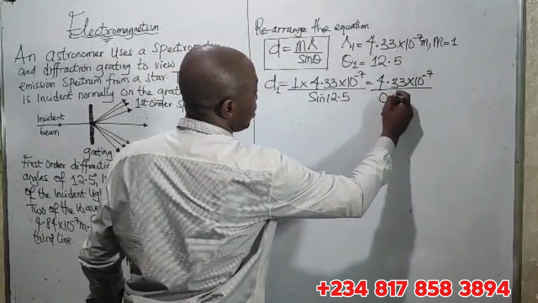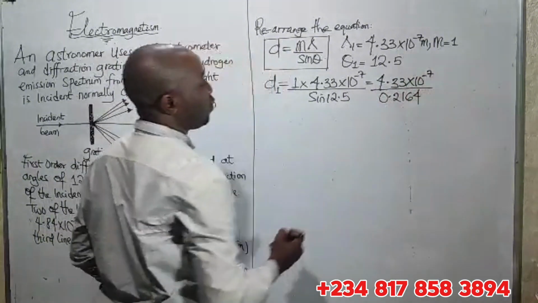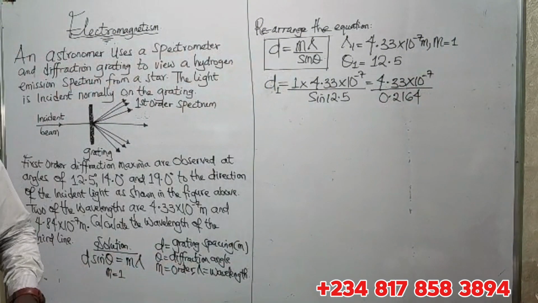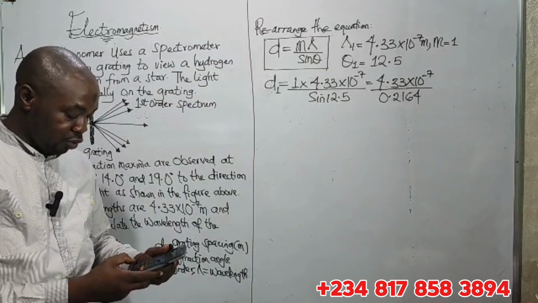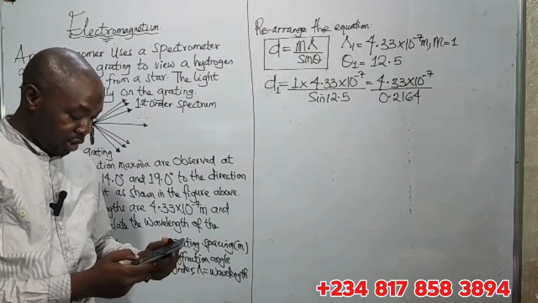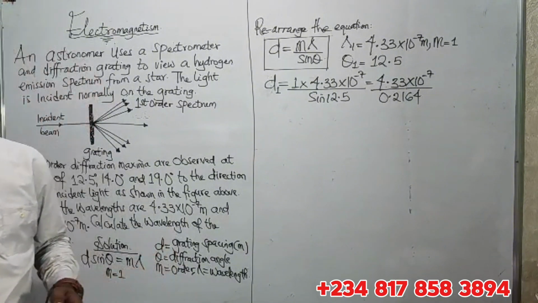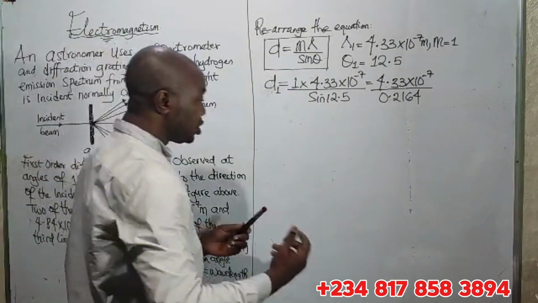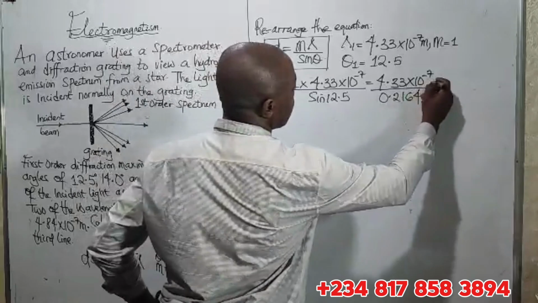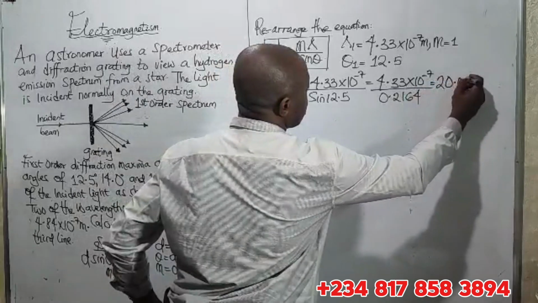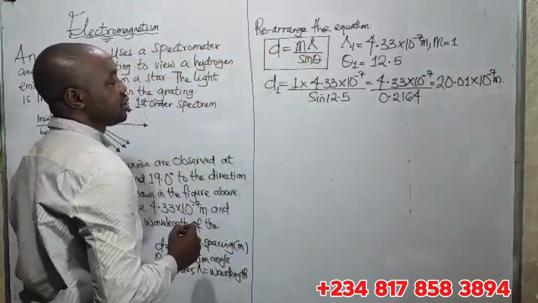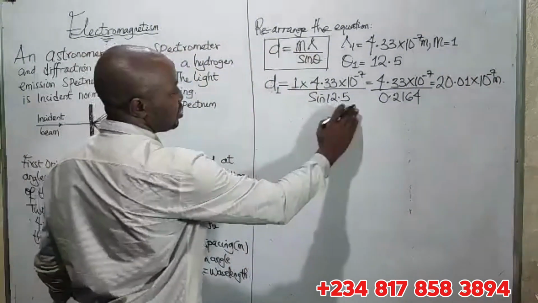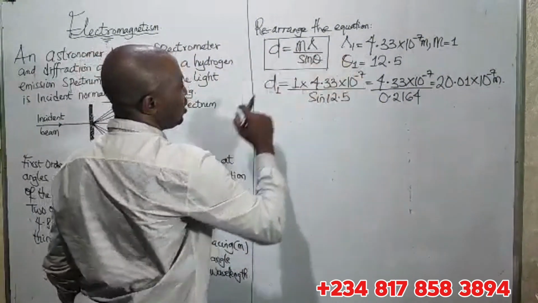Then we have 0.2164. So let's get the value for when we divide 4.33 by 0.2164. Okay, that would be 20.009, and that will be 20.01 multiplied by 10 raised to the power of minus 7 meters. Okay, so that's D1 for wavelength 1.